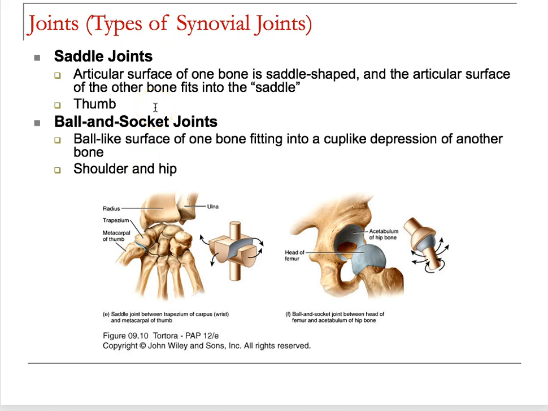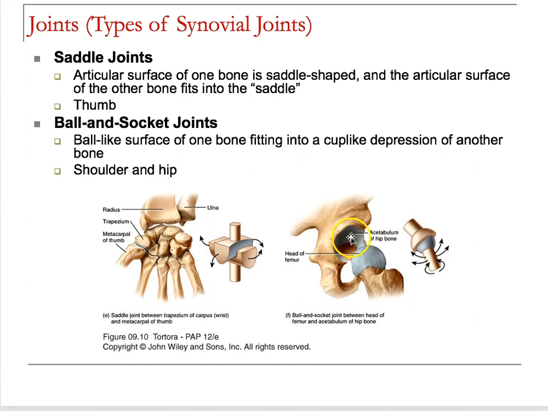Saddle joints create a saddle-like shape. So if here are the bones, you would actually have movement in space. So here would be the radius and the ulna, and here would be the trapezium all the way through. You can see how they move around. And then ball and socket joints. These are the easiest ones, right? Your shoulder and your hip are the best examples of those.